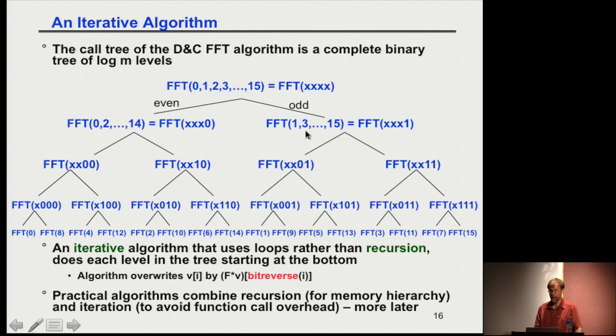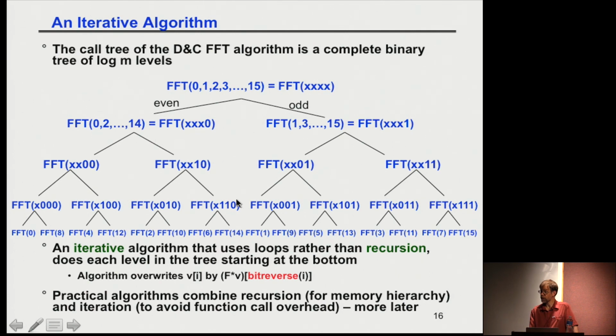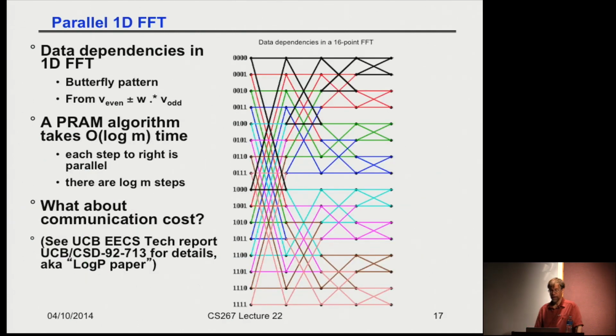And so what I care about is, where does the data go? I mean, the arithmetic's really easy. The arithmetic is a multiply and an add. But what I care about is where the data has to live. So here's a picture of who depends on whom. And so each of these columns of 16 points corresponds to one level in the tree.